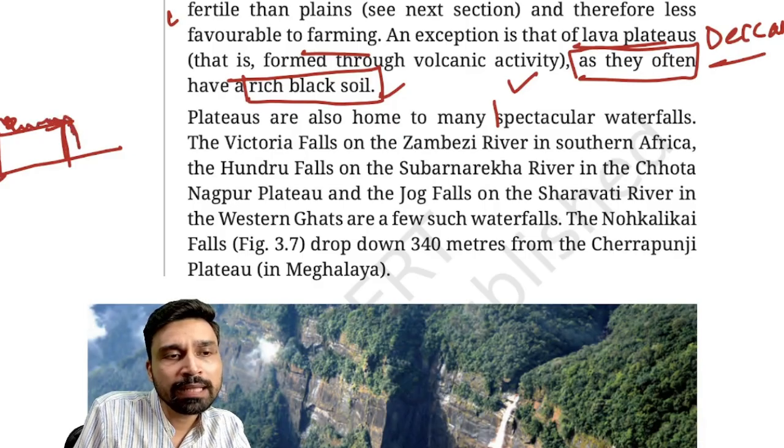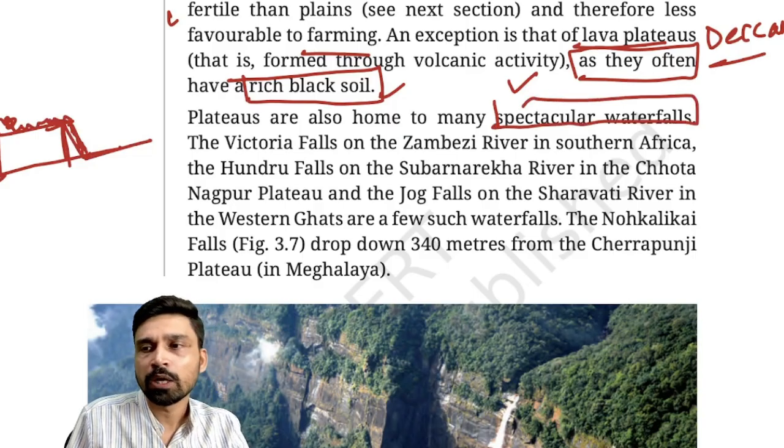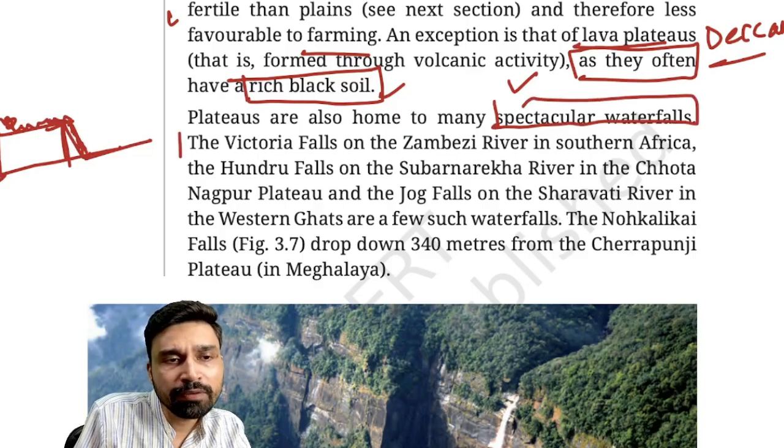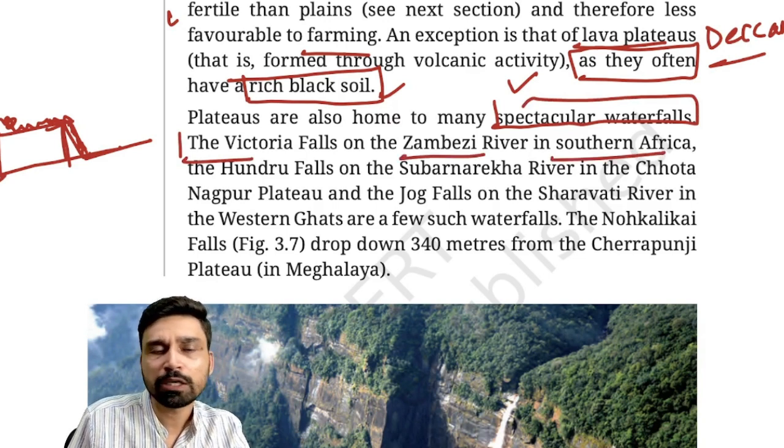So the river flows and then it will suddenly fall down on the plain. When it is falling down, that's when it creates spectacular waterfalls. The example we can take is of the Victoria Falls. Victoria Falls is located on the Zambezi River in the southern part of Africa.